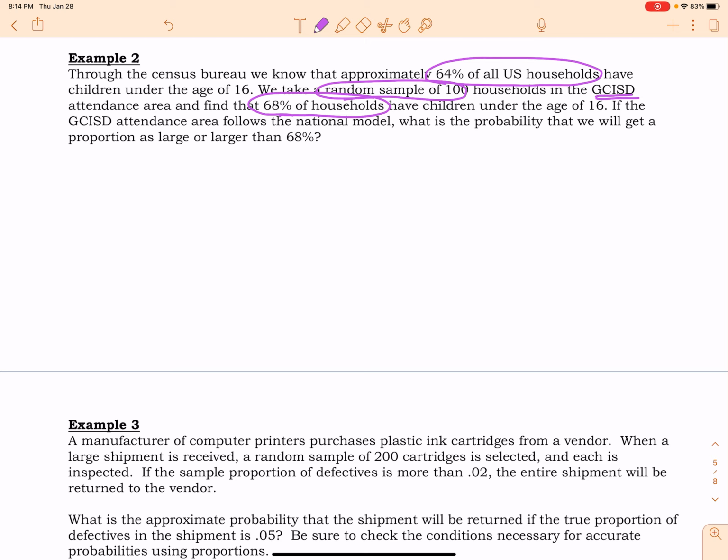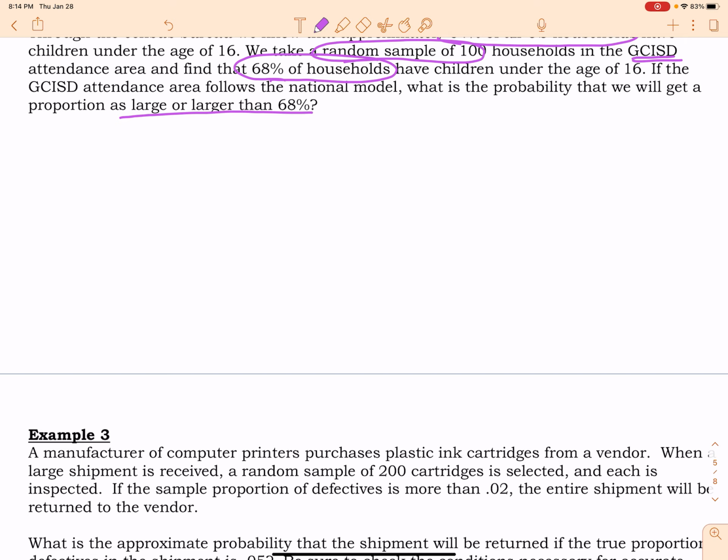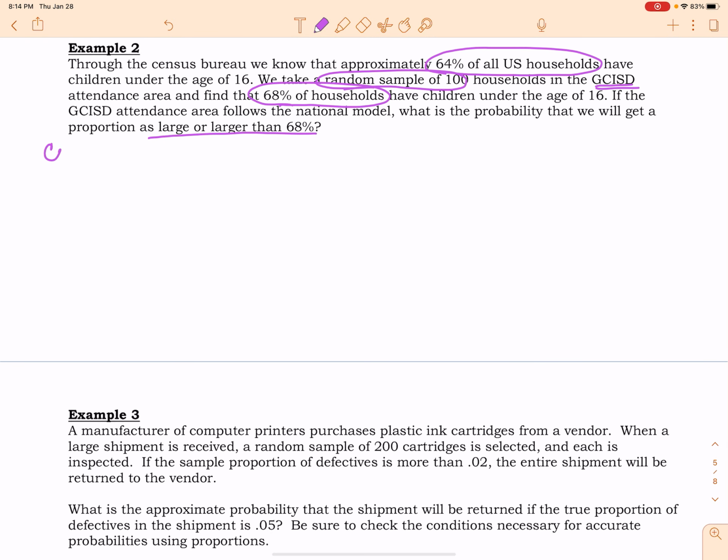If the GCISD attendance area follows the national model, what is the probability we will get a proportion as large or larger than 68? For this particular problem, we're looking for a probability. The normal model would be a great way to go about this, but before we can do that, we've got to determine if our conditions are met. So we're going to write out our conditions over here.